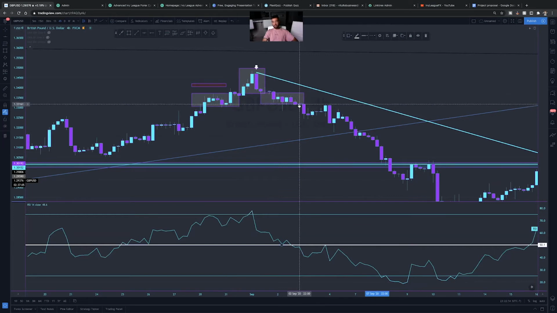So what we could have done is either entered here or even waited for it to come back up, break down, then come back up and touch that 50 RSI again, which is right here. If we go straight down, it's also right at that 50 RSI.